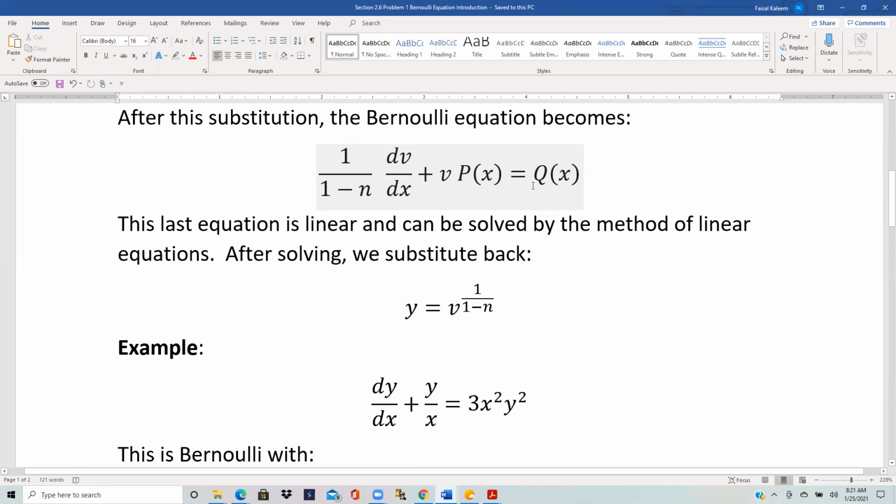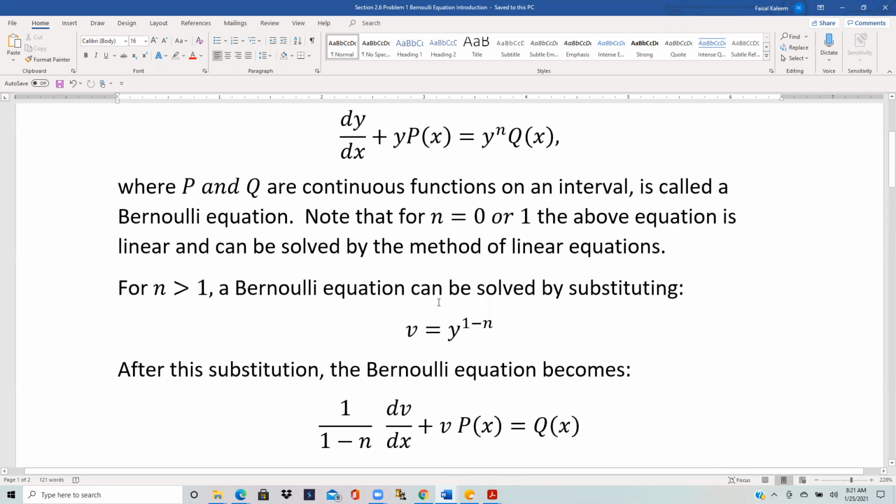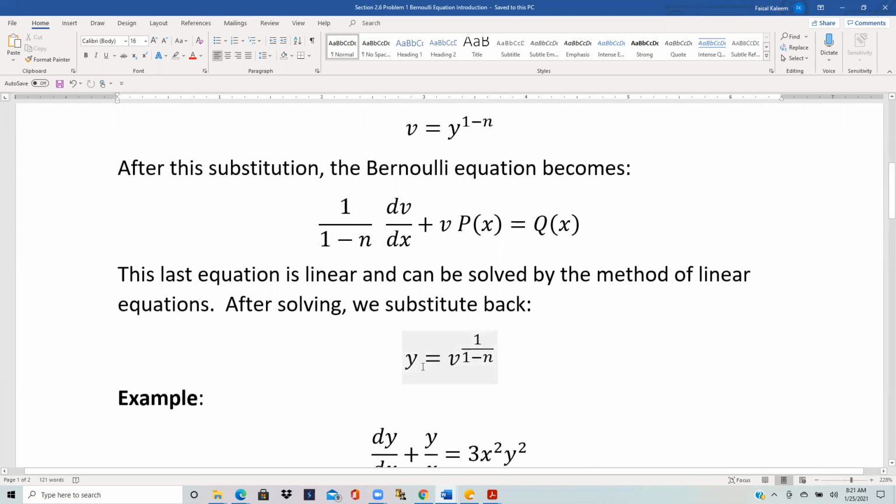And then, of course, after the solution, you have to substitute the v back. And since v is y^(1-n), from here, if you try to find y, you take the 1/(1-n) power on both sides. So y is equal to v^(1/(1-n)).